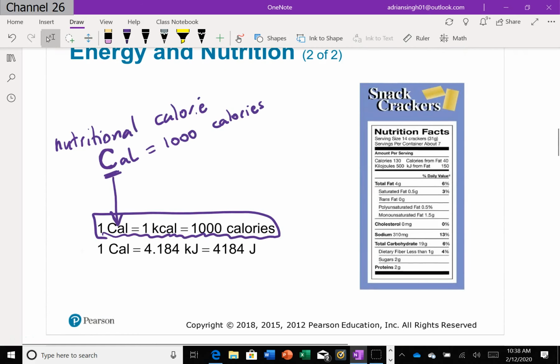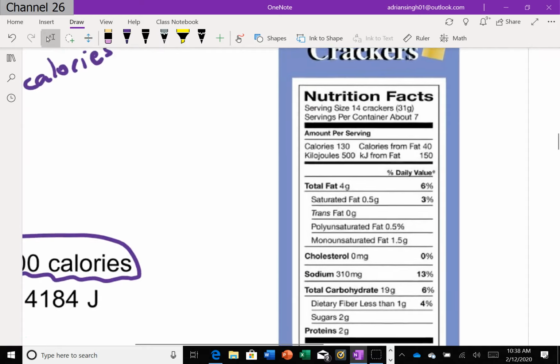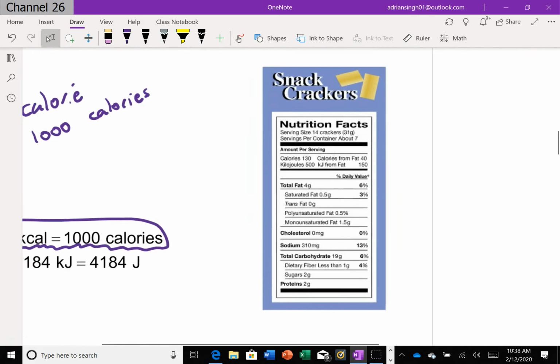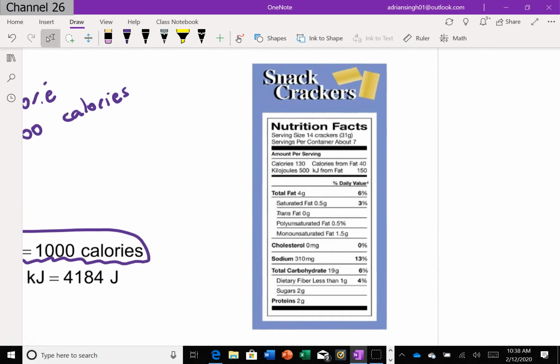So how do we know? How does whatever this company is, let's say it's like Nabisco or something, how do they know that 14 of these crackers provide 130 calories of energy? They take 14 crackers out and it kind of feels like 100, well, maybe it's 150. Maybe we need to change it. How do they know that it contains 130 calories of energy? Do they just make it up?